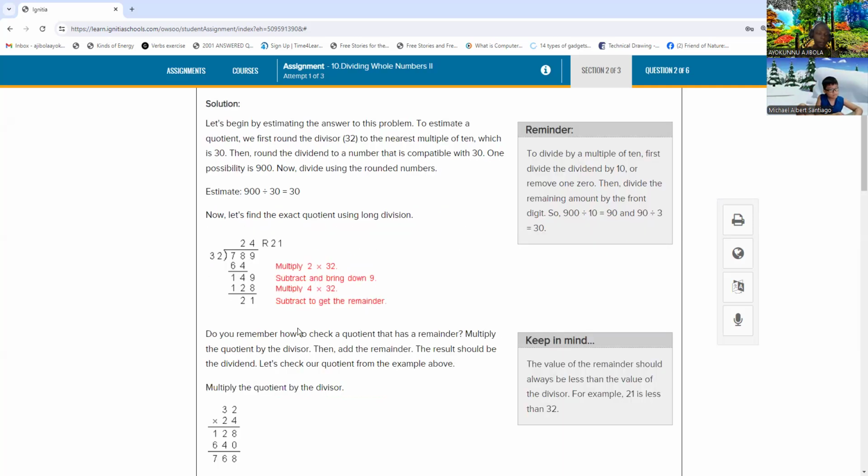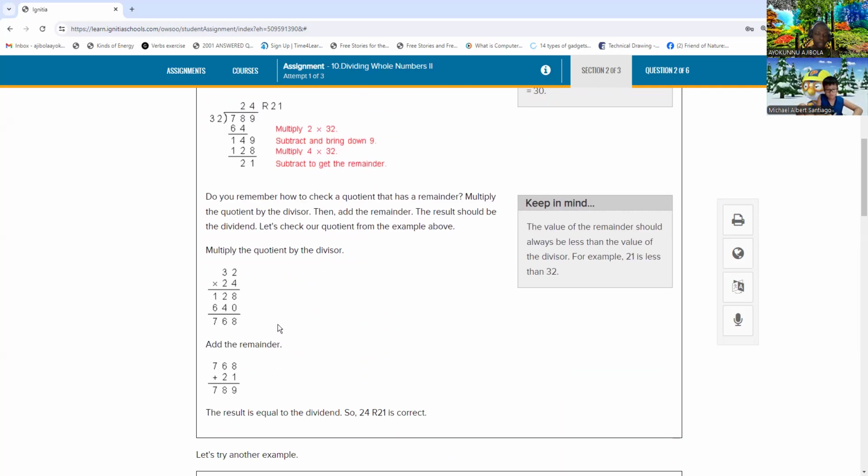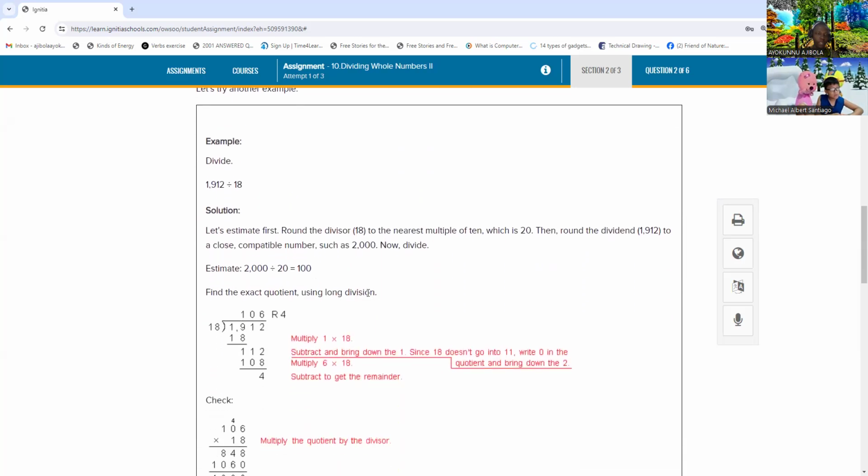So we have seen, and we can use our multiplication to check it back, okay? Do you remember how to check the quotient that has a remainder? Multiply the quotient by the divisor, then add the remainder. So once we multiply 24 times 32, and add 21, it's going to give us 789. Is that clear? Yes. Good. This is another example.